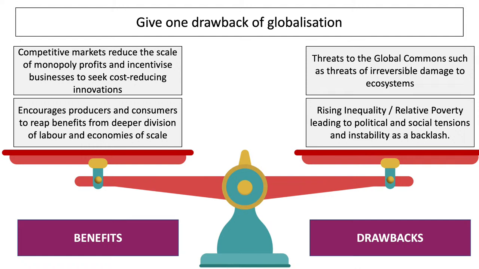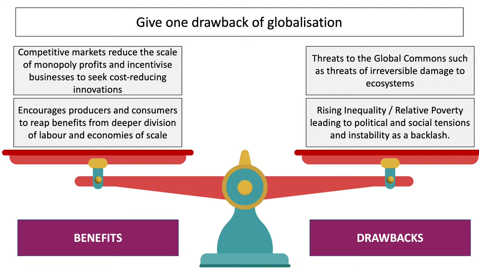This bottom one, let's look at the second one first, because that's the one that a number of people were commenting on, about rising inequality and relative poverty, leading possibly to political and social tensions and instability as a backlash that could happen and has been seen to happen in some countries. And globalization can contribute to that. The rising wealth and income inequality could be an issue that then causes lack of stability in an economy.